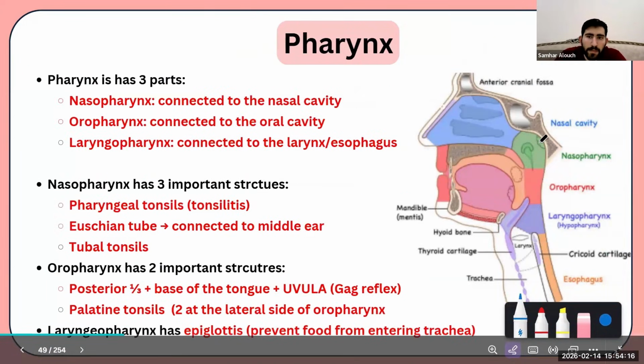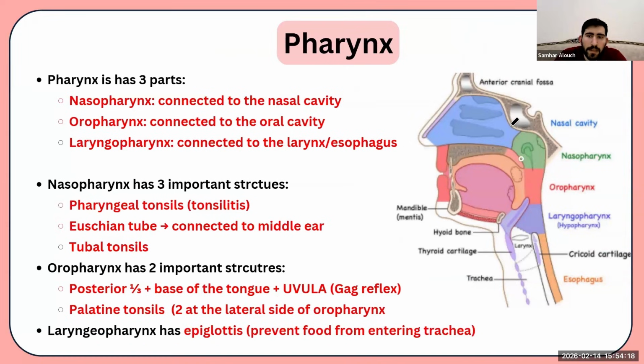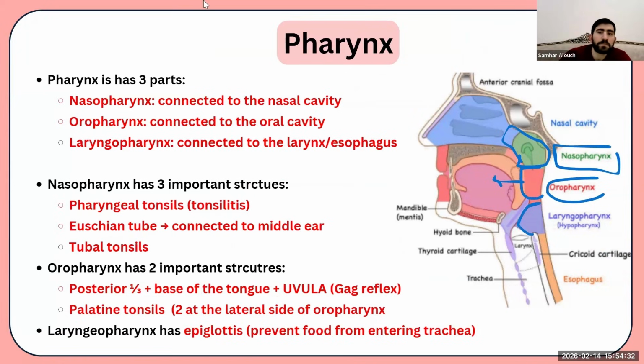Now, the pharynx has three parts. We said the pharynx is connected to the nose. That's the first part, the nasopharynx. Then the pharynx is connected to the mouth. That's the second part, the oropharynx. And then the third part, which is connected to the larynx and the esophagus, is called the laryngopharynx.